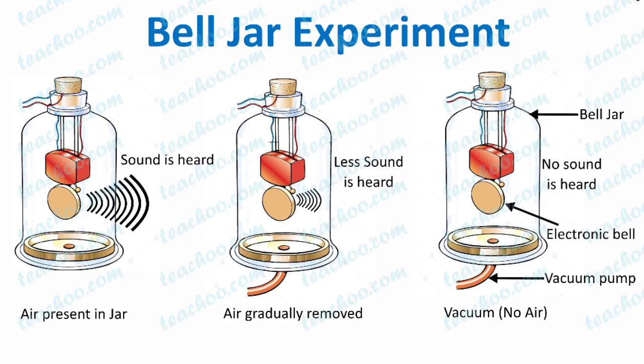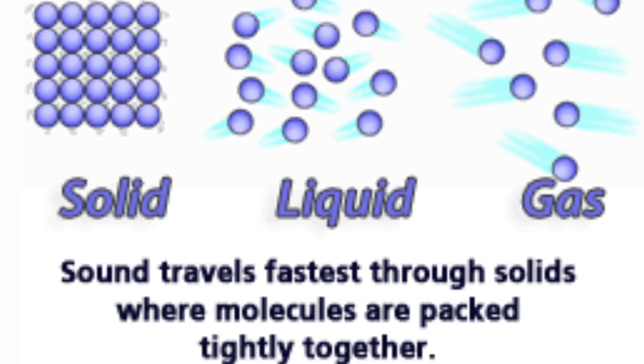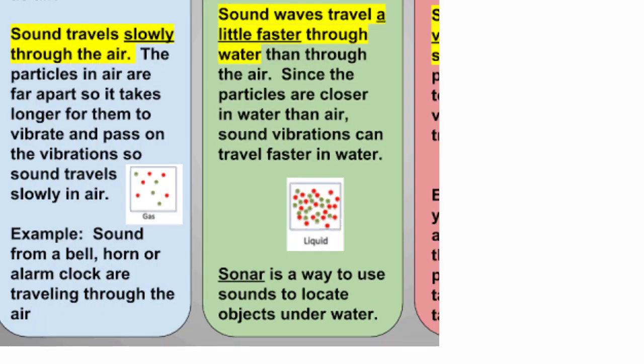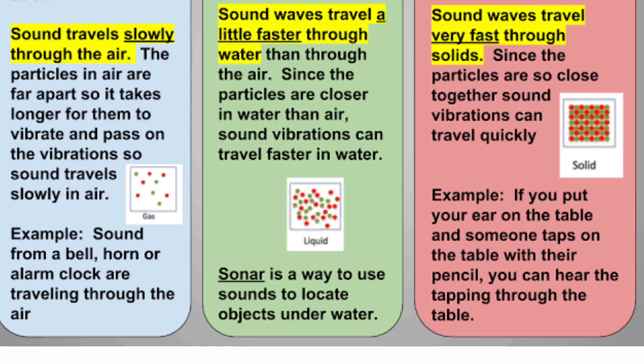Now, sound propagates in solid, liquid and gases. But sound travels fastest in solid, followed by liquids and then gases. Why? Understand that. Sound waves travel very fast through solid. We know in solid, the molecules are packed tightly together. So, the sound vibration can travel quickly. Whereas in liquid, the particles are not as close as solid. There are empty spaces where no molecules are there. That's why sound waves travel a little slower through water. But in gases, the molecules are far apart. So, it takes longer for them to vibrate and pass on the vibration. So, sound travels slowly.